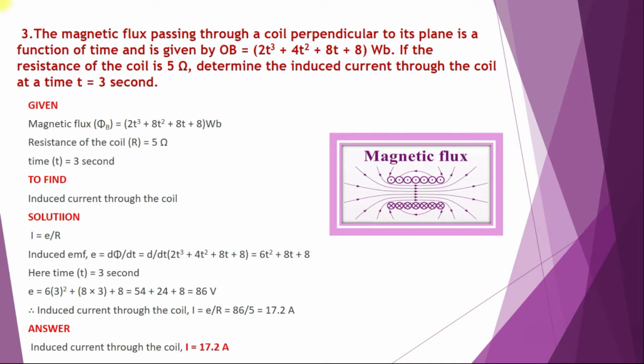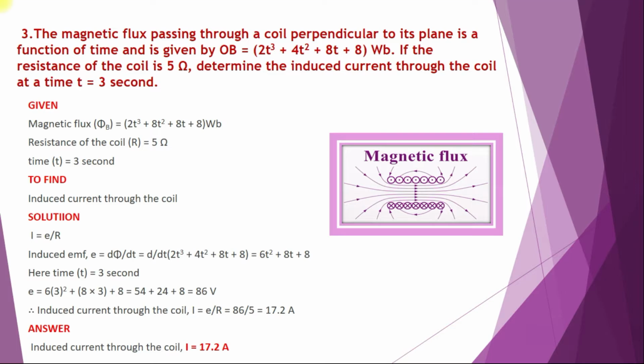The given data is, magnetic flux is given by 2t cube plus 4t square plus 8t plus 8 Weber. Resistance of the coil R is equal to 5 ohm. Time is equal to 3 seconds. We are supposed to find the induced current through the coil. So the solution will start with the formula I is equal to E by R.